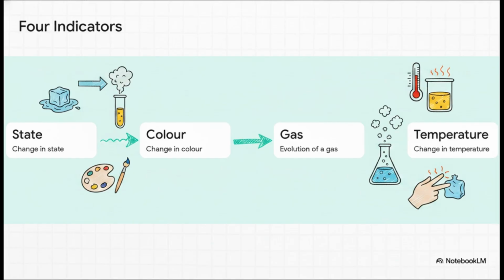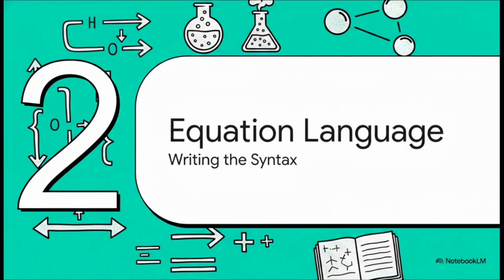Or, consider taking some zinc granules, dropping them in a conical flask, and adding dilute sulfuric or hydrochloric acid. Almost immediately you'll see bubbles forming. That's the evolution of hydrogen gas. And if you were to actually touch the outside of the flask, you'd feel a noticeable change in temperature. It gets hot. These 4 indicators are essentially the universe's way of telling us, hey, a chemical reaction is underway right now. Which brings us to Section 2, the language of equations, writing the syntax.